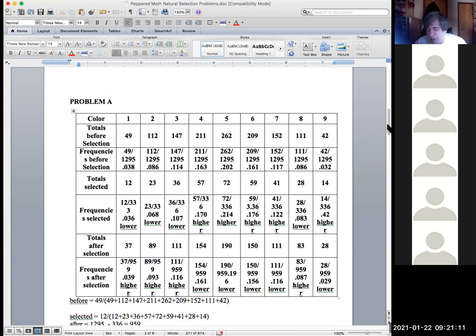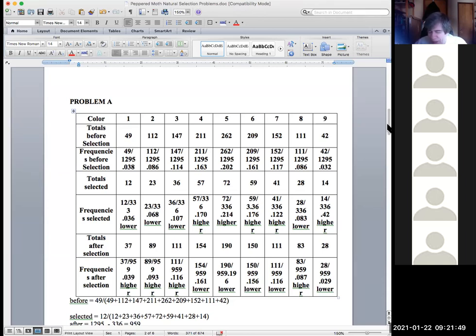Now notice, if you were to make a prediction about this population for the future, you would predict that on average, moths in this population are probably going to be a little bit lighter in color. Why? Because the lighter colored moths are having a higher chance to survive. The darker colored moths, again, with that one exception of number 8, have a lower chance to survive. So if this pattern continues for many generations, then probably the lighter colored moths are going to become more common. The darker colored moths are going to become rarer.